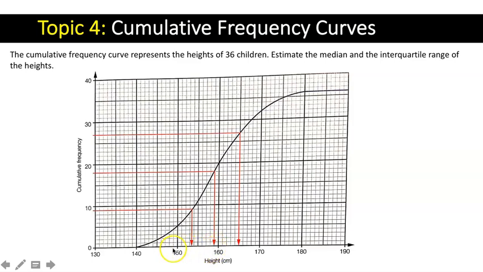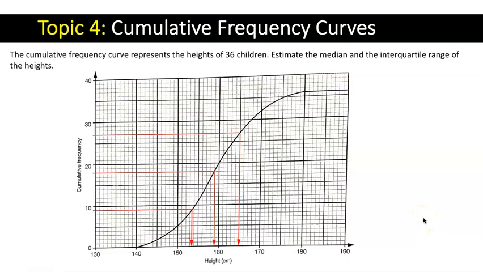Let's look at the scale. It goes from 150 to 160. Here's 155, so it goes 156, 157, 158, 159. So the median height of the 36 children is going to be 159 centimeters.